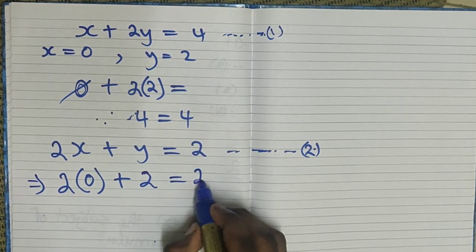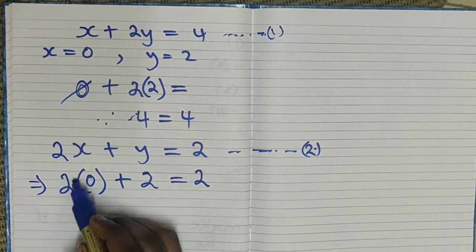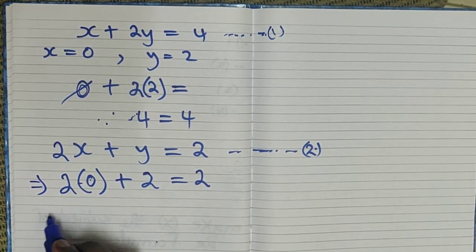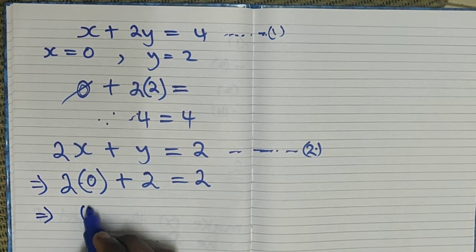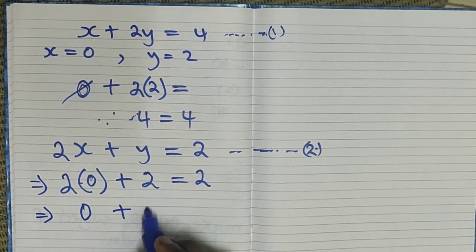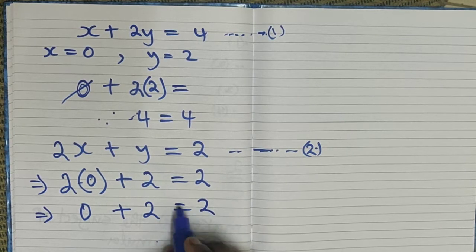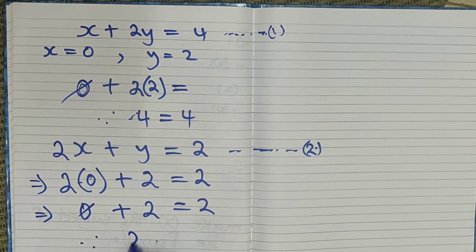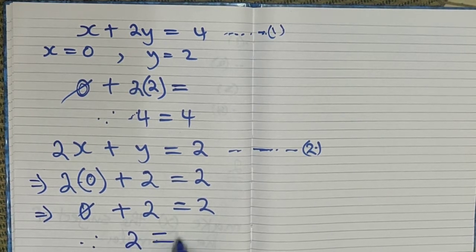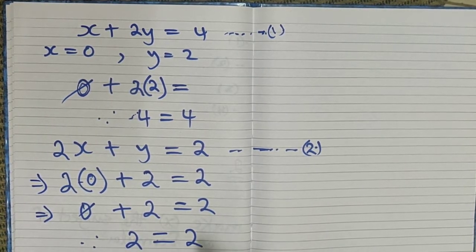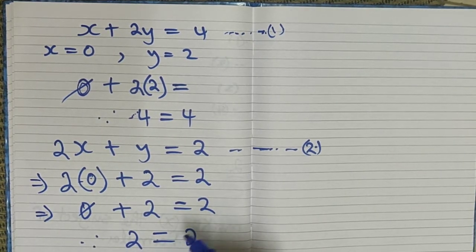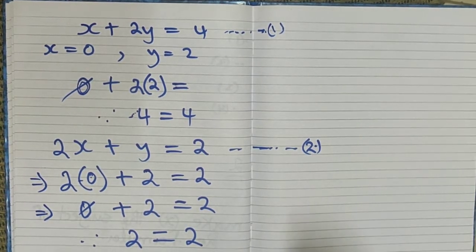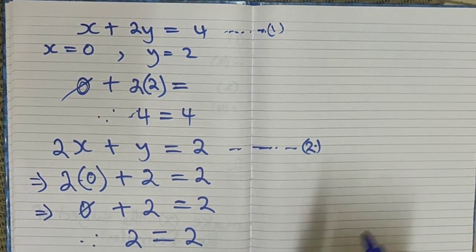Equals 2. Now as you can see, this simply means multiplication. So 2 times 0 is what? 0. Plus 0 plus 2 equals 2. So this one is out. So we have, therefore, 2 equals 2. As you can see, 2 is equivalent to 2. So that is our answer, which means our answers are correct.